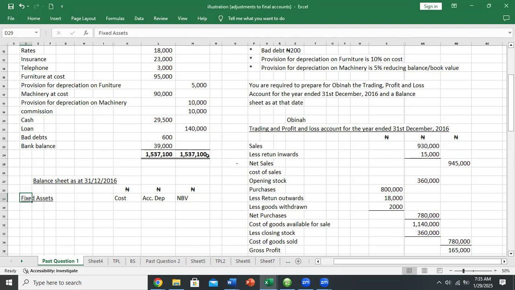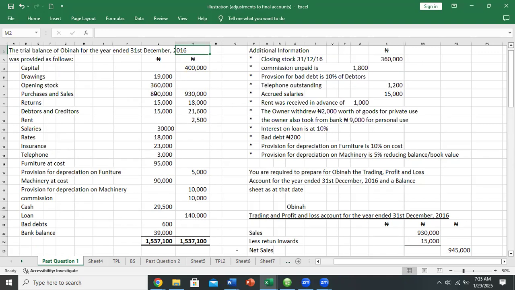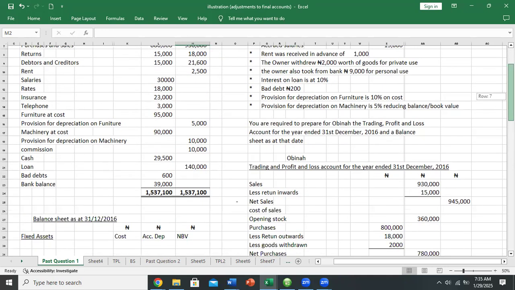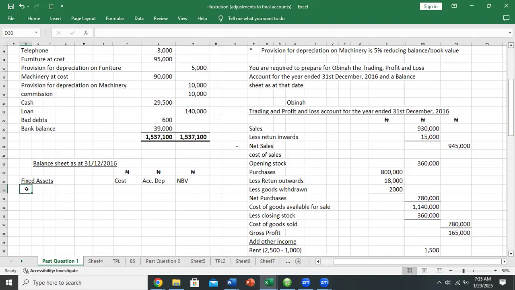And I want to believe at a glance, we appreciate that the fixed assets are, so at the debit side, we are looking for our fixed assets. I think we have the furniture and then the machine. Furniture with a cost of 95, machine with a cost of 90,000. So furniture 95,000 and machine, that's 90. So we have the cost easy without any stress.